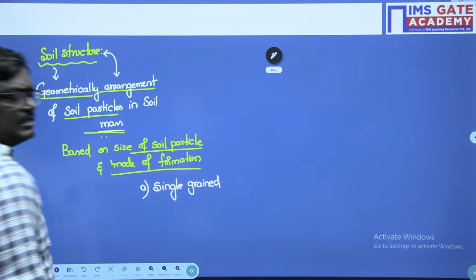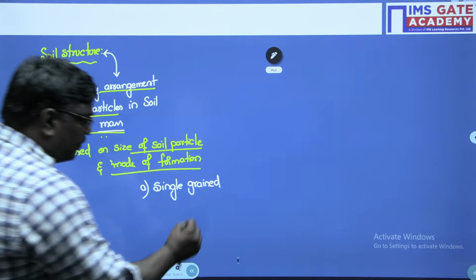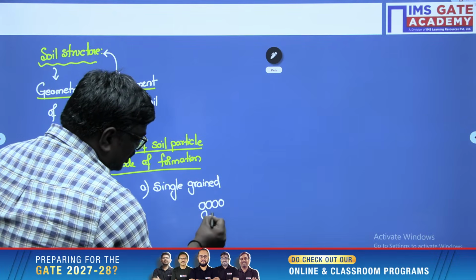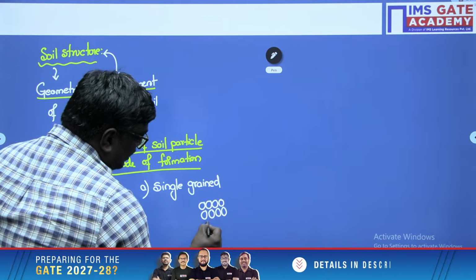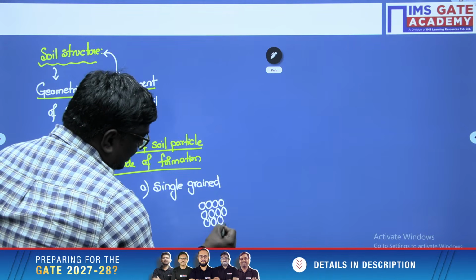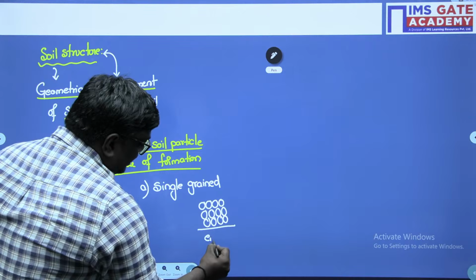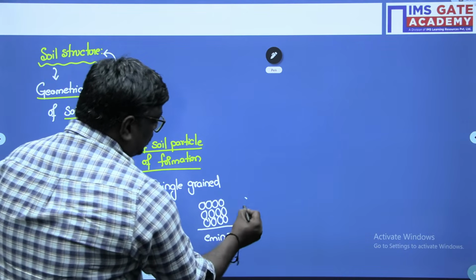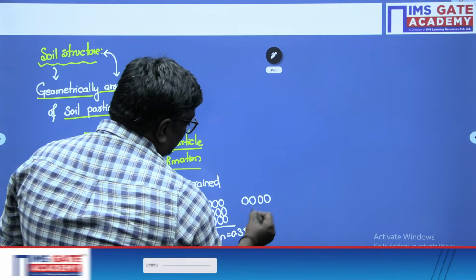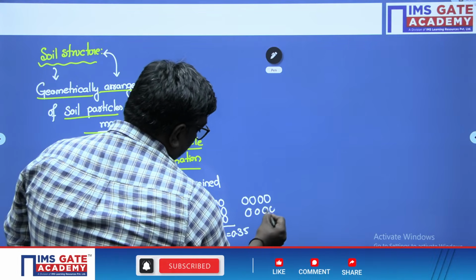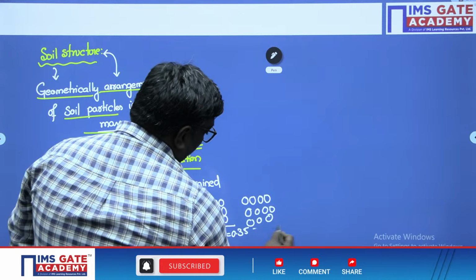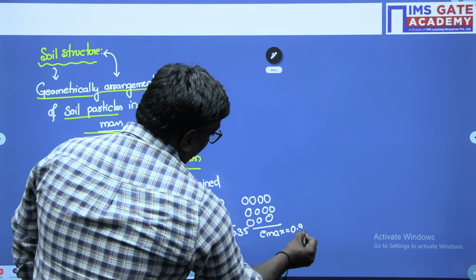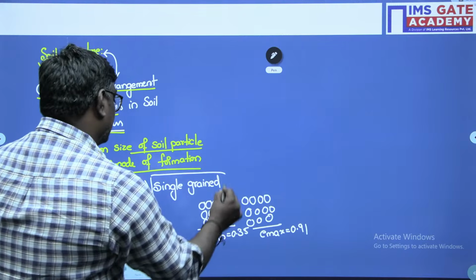What does single grain structure mean? If the soil particles are assumed as spheres, and they are arranged in a cubical array, usually here the void ratio will be minimum, that is 0.35. It is proved also, sir. And if the spheres are arranged in a loose state, here the void ratio will be maximum, it is 0.91. This is single grain structure.